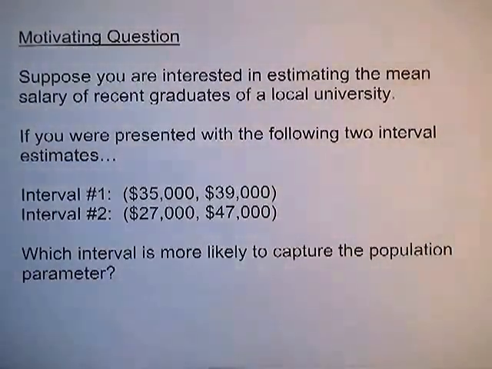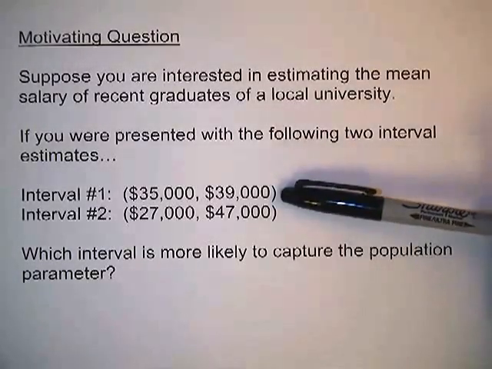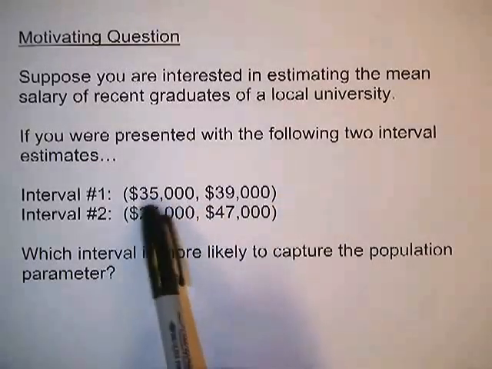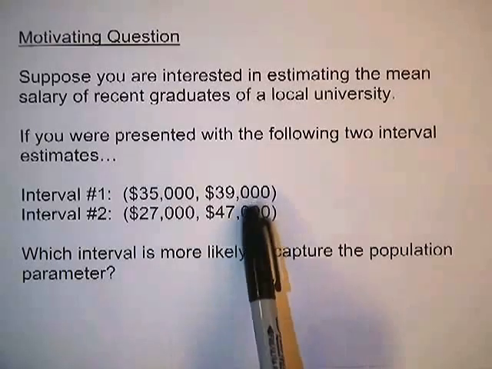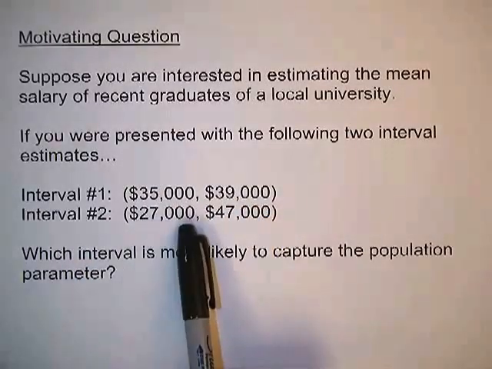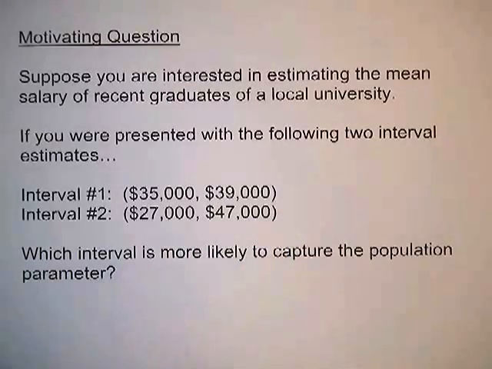Suppose you are interested in estimating the mean salary of recent graduates of a local university. If you are presented with the following two interval estimates. Interval 1 is the interval $35,000 to $39,000. We're talking about dollars here. And interval 2 is $27,000 to $47,000. So the question is now, which interval is more likely to capture the population parameter?